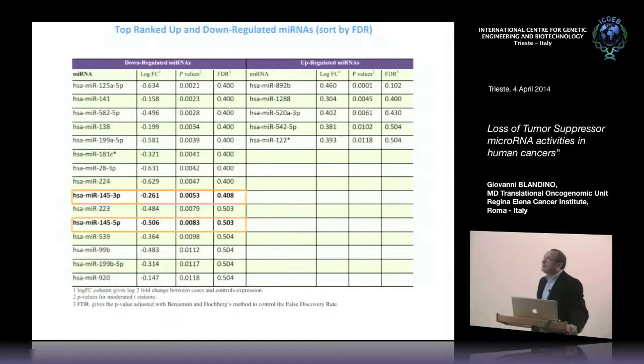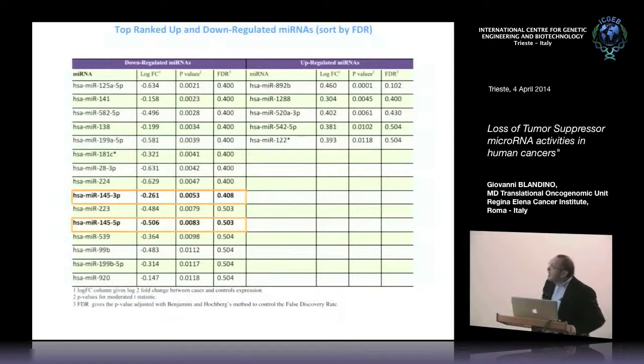So through the profiling that we did with the Agilent platform, in which we compared 133 cases, so women that developed breast tumors in postmenopausal age, versus controls. What are the controls? The controls, of course, are not matched, but are other women that were selected in a way that they were rather similar to those women that developed tumors. And through this analysis, we came up with a group of microRNAs. I'm going to show the top-ranked up- and down-regulated microRNAs.